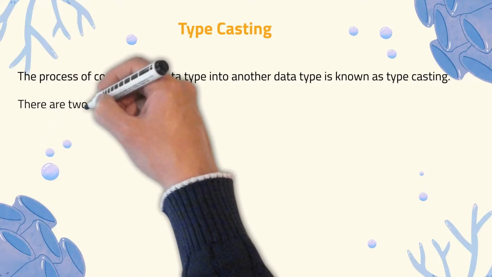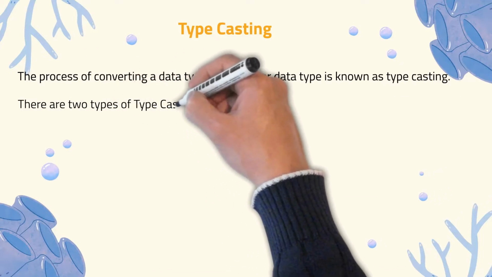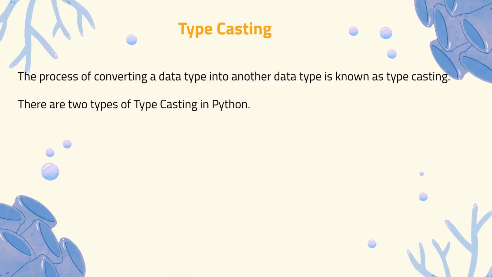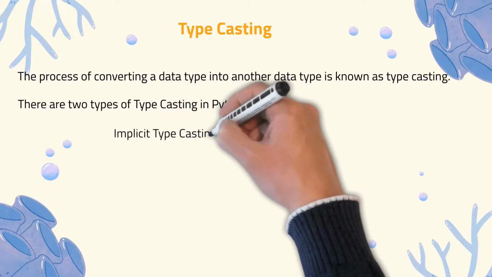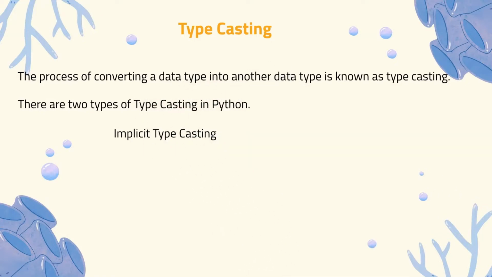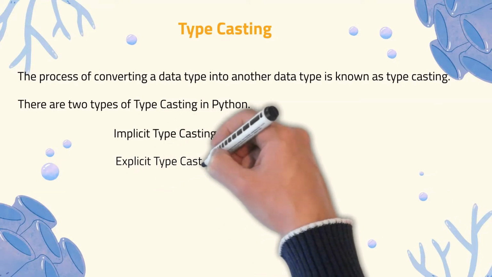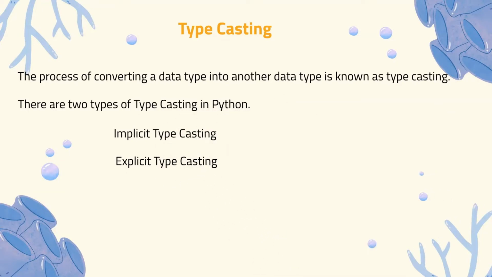There are two types of data type conversion: implicit typecasting and explicit typecasting. Let's discuss both of them in detail.